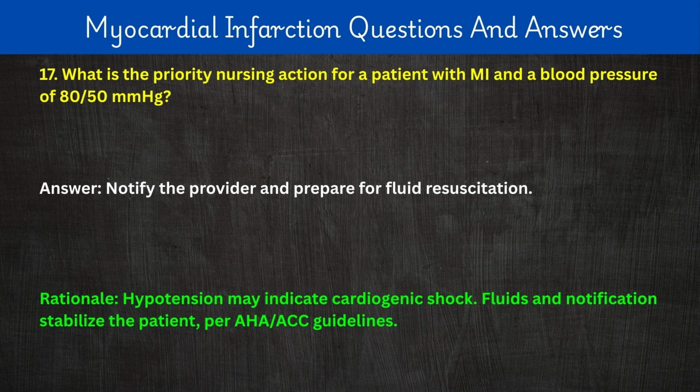17. What is the priority nursing action for a patient with MI and a blood pressure of 80/50 mmHg? Answer: notify the provider and prepare for fluid resuscitation. Rationale: hypotension may indicate cardiogenic shock. Fluids and notification stabilize the patient, per AHA/ACC guidelines.